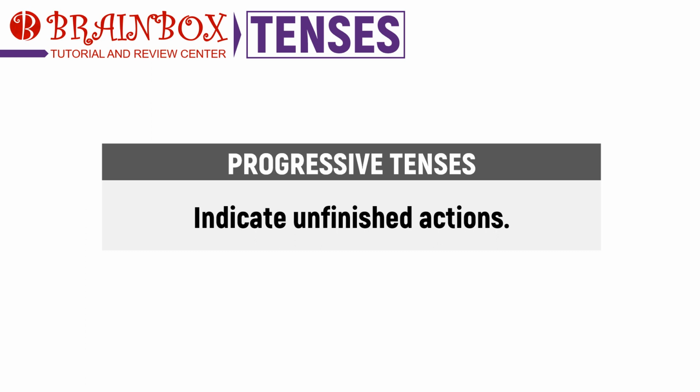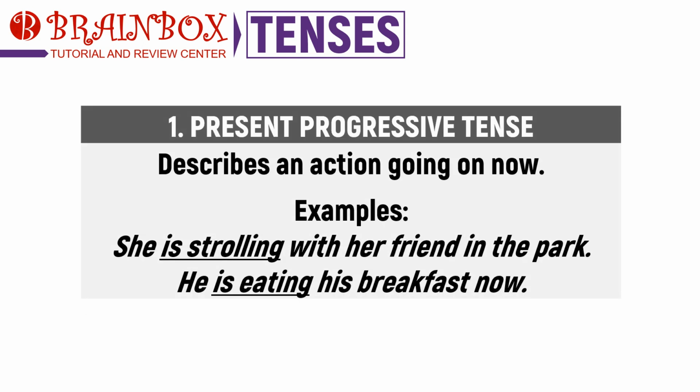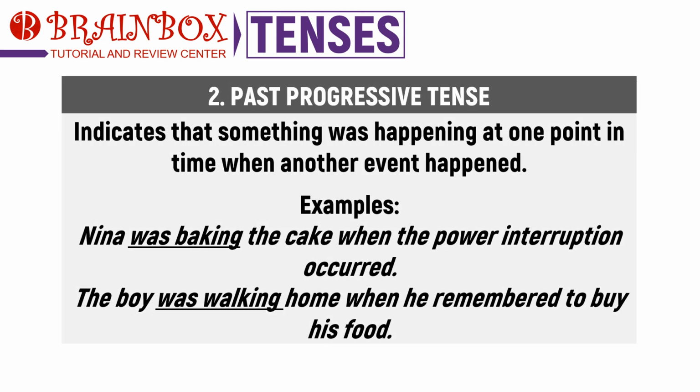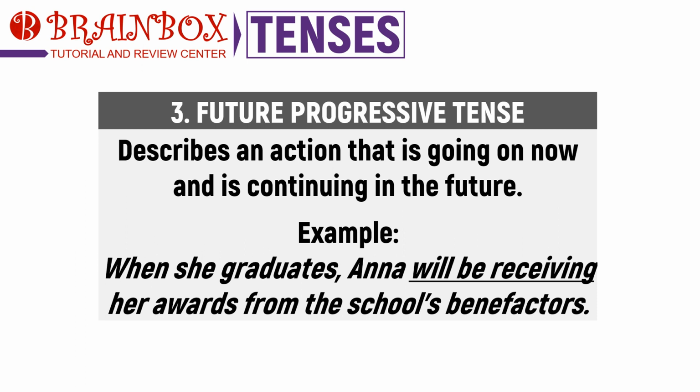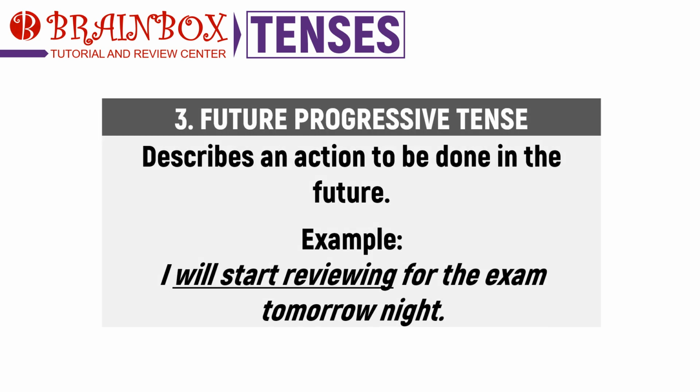Progressive tenses pertain to actions that are unfinished. The first type of this is the present progressive tense. A present progressive tense pertains to an action that is ongoing at the moment. The next one is the past progressive tense, which indicates that something was happening at one point in time when another event happened. We also have the future progressive tense, which shows that an action will continue to happen in the future or will definitely occur at a certain time.